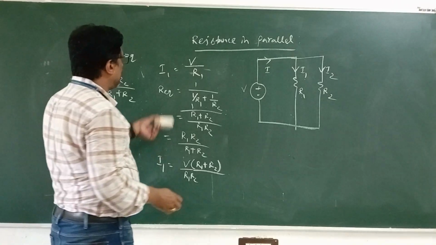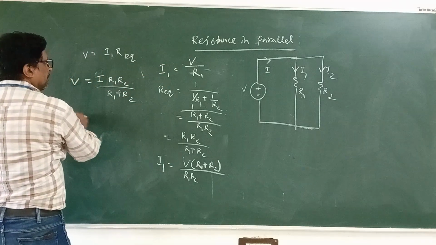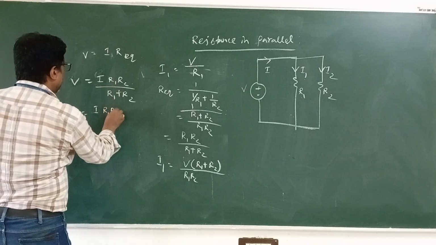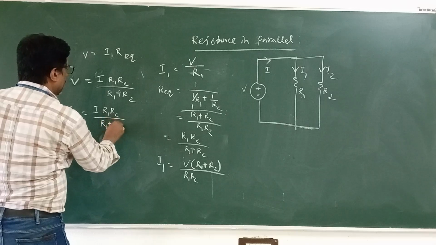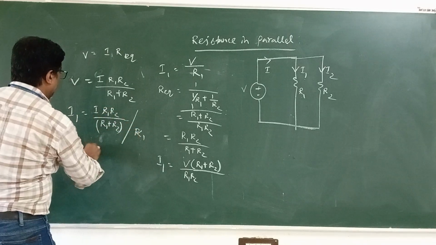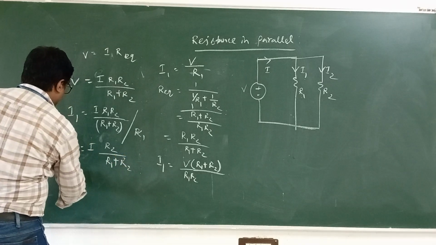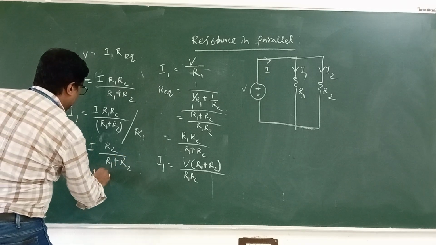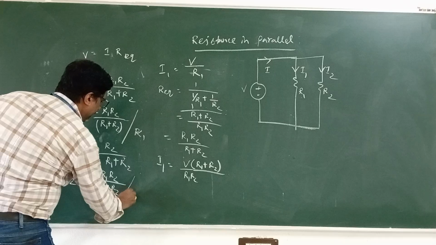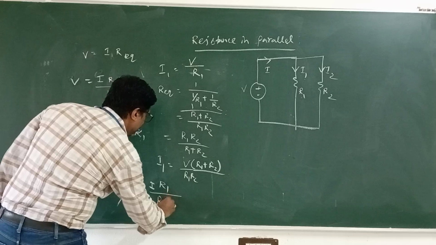So when you go for I1 equals V by R1, we put this V value in here. Then we get I1 equals I into R1 R2 divided by R1 plus R2, divided by R1. That means R1 gets cancelled and I1 equals I into R2 divided by R1 plus R2. Similarly, for I2, the same result I R1 R2 divided by R1 plus R2, divided by R2, gives I into R1 divided by R1 plus R2.